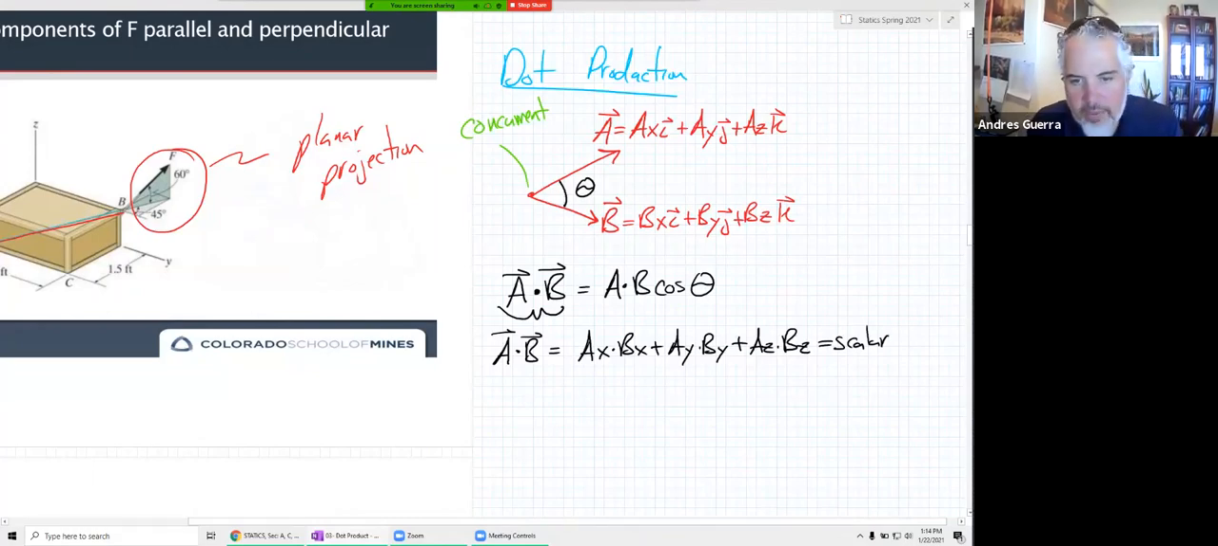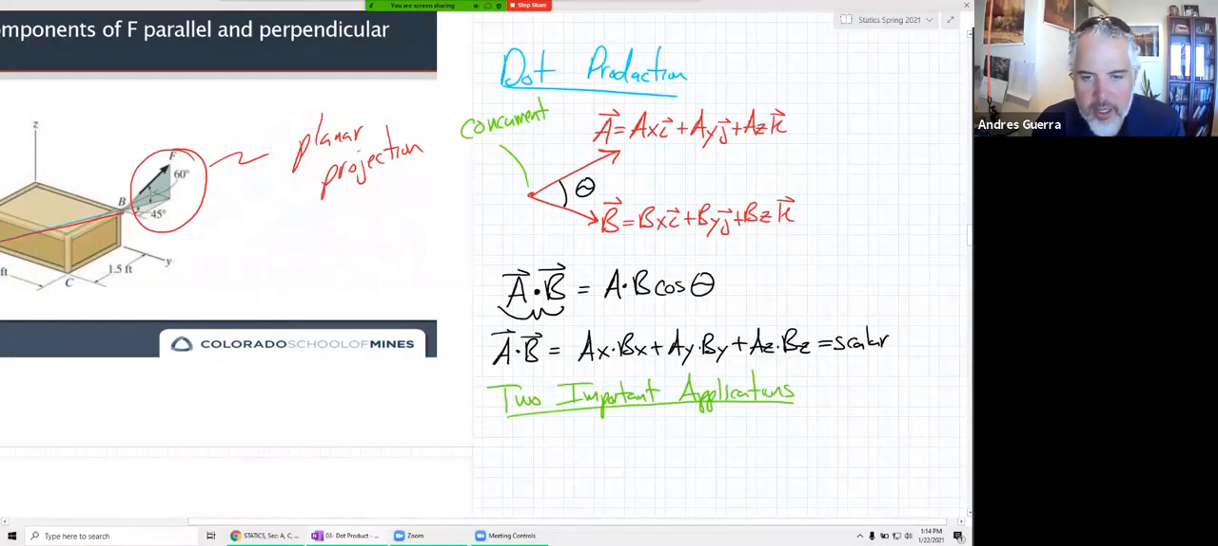And so we have two really important things that we can do with the dot product. Two important applications that we will use, and number one is, we can find the angle between the two. And these are in line with our learning objectives. That was one of our learning objectives.